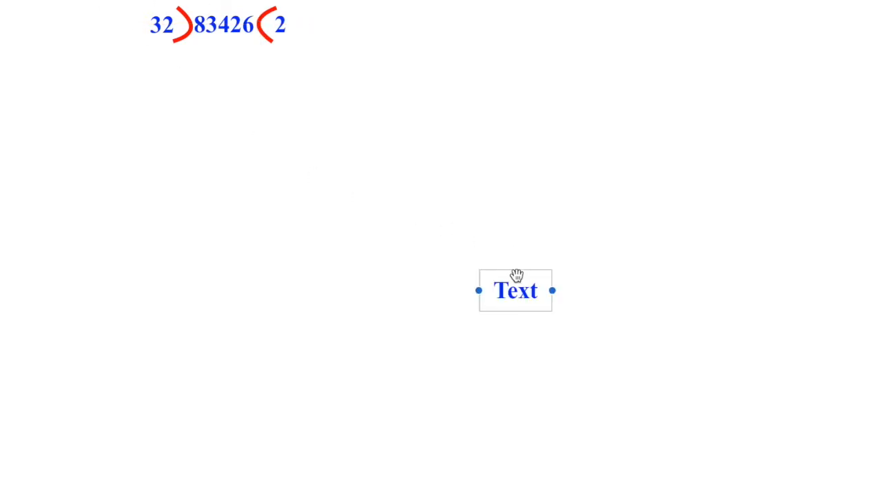What is the value? 64. Now you need to subtract 64 from 83. Draw a line then. What is the left out value? 64 plus 6 is 70, 10, 17, yes, 19. Yes, that is 19. Again bring 4 down here. You need to bring down only one digit at a time.